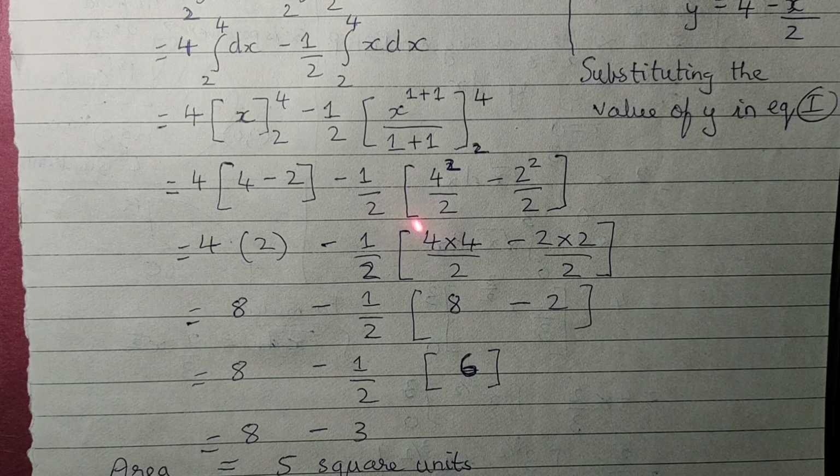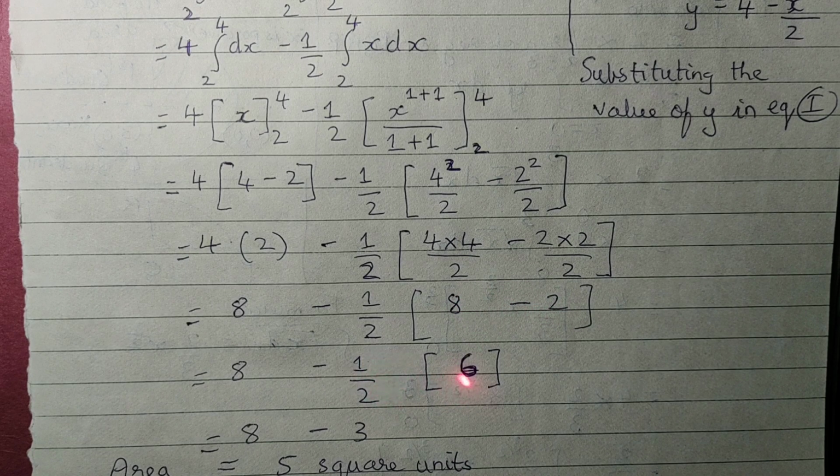In the square bracket, x raised to 2 divided by 2 would be the answer. In place of x you will be putting 4, so 4 raised to 2 divided by 2, minus, for the lower limit, 2 square divided by 2, bracket close. Here 4 minus 2 you will get 2, so 4 into 2 you will get 8, minus half. 4 into 4 you will get 16, and 16 divided by 2 you will get 8. 4 into 4 divided by 2 you will get 2 itself. So 8 minus 2 you will get 6.